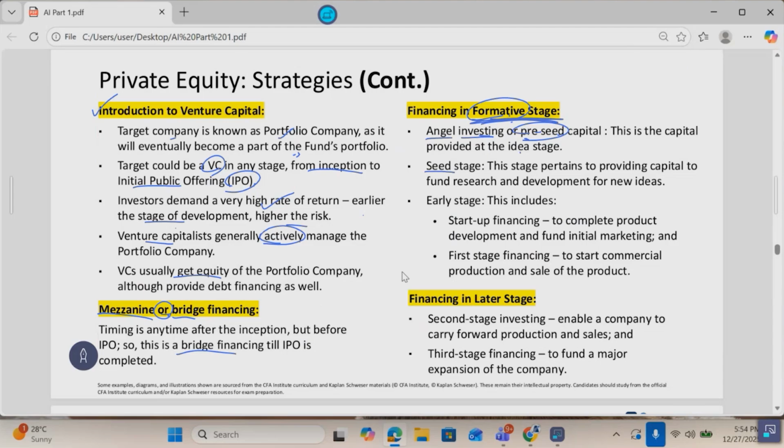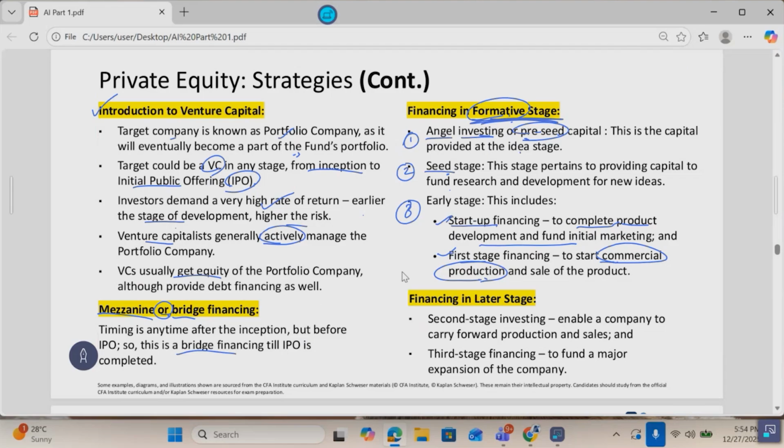Idea पे कौन invest करेगा? Obviously angels. We call it angel investing. Once the idea takes shape, okay, you're doing some research, development, you're shaping the idea. That is called the seed stage. Okay, so you have pre-seed, then seed, then you have the early stage where you start actually converting the research and development into something that is more fruitful, right? Here you have startup financing where you're trying to complete the development and you want to start commercial production, correct? So this is called the early stage, okay? Where you are first startup, then your first stage, and you're starting commercial production.